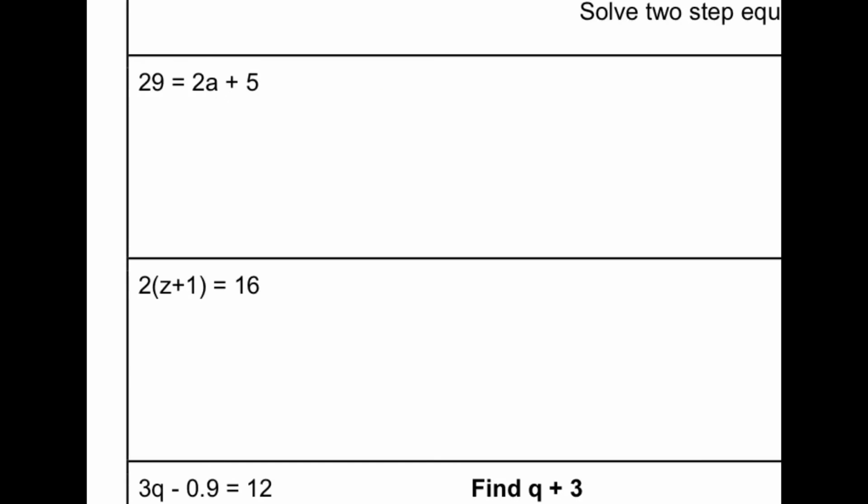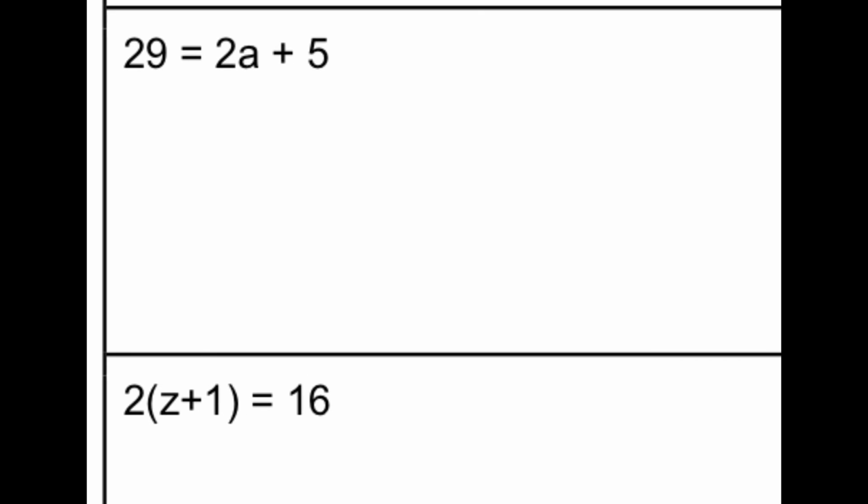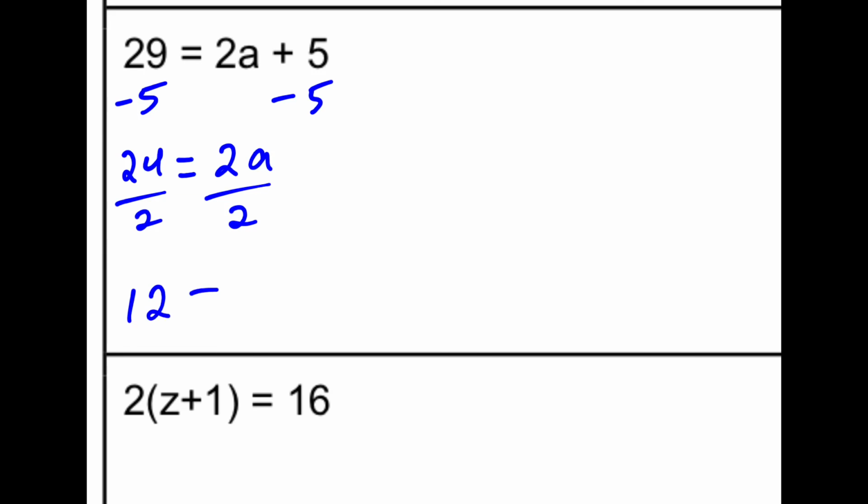So let's try the 6 problems from the review for this section. If we have that 29 is equal to 2a plus 5, first we undo the addition. This gives us that 24 is equal to 2a. Then we undo the multiplication. This gives us that 12 is equal to a.